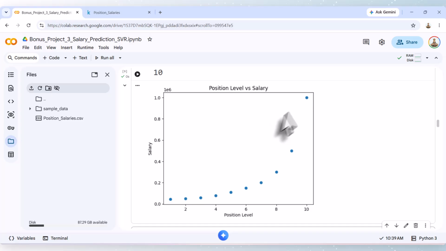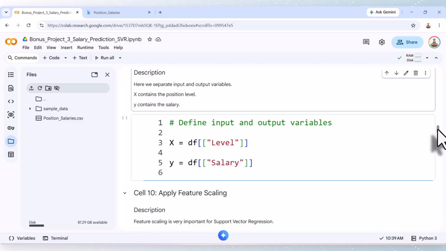Okay, the data is not in the form of a straight line. It is basically a curve kind of pattern. Salary is not increasing in a straight line here. At the lower levels, salary increases slowly, but as the level increases, the salary increases rapidly. So this is why support vector regression is suitable for this kind of problem.